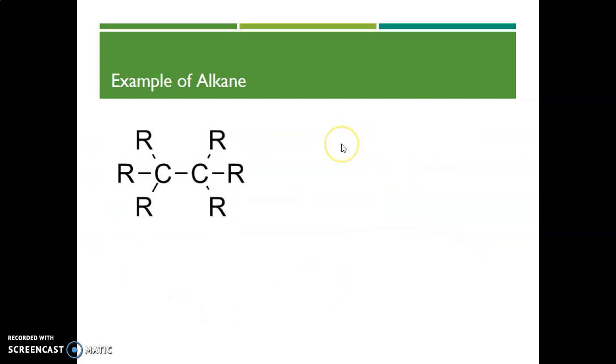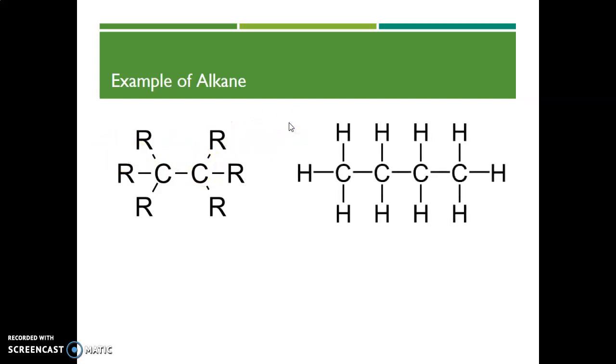Now, some examples of an alkane. This is the general formula for an alkane, carbon to carbon bond. This R could be another carbon. It could be hydrogen. It could represent different things. It's kind of like the universal way to represent an alkane.